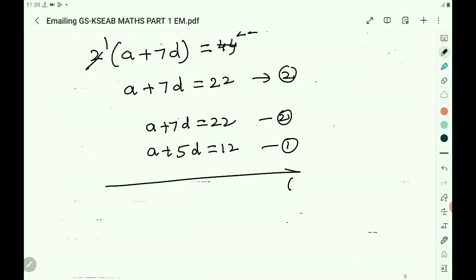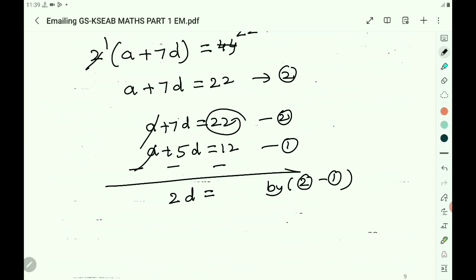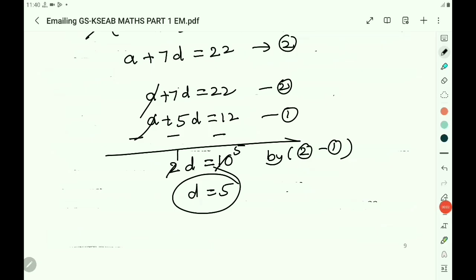Which operation we have to do? Second equation minus first equation. So by second minus first you can change the sign here. Cancel this plus a minus a. 7d minus 5d is 2d equals 22 minus 12. 22 minus 12 is 10. You got d equals, or otherwise here only you can do 2 ones are 2, 2 5s are 10. Then d equals 5 we got. Now we got d value.